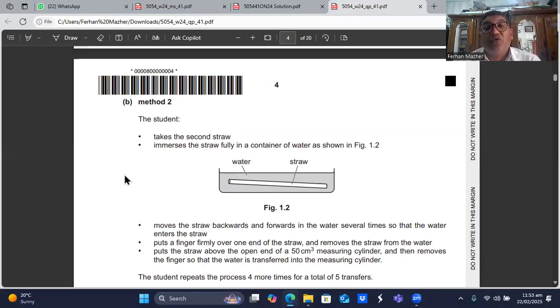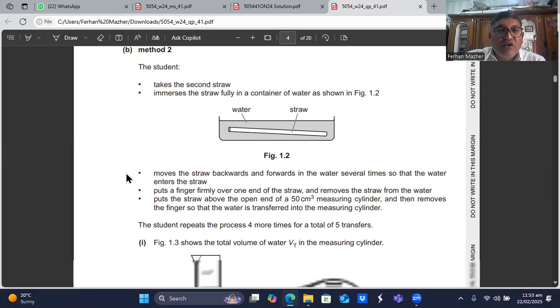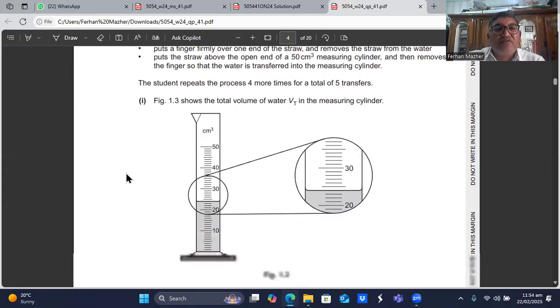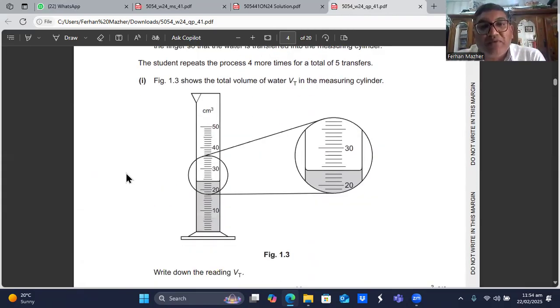Put the straw above the open end of a 50 centimeter cube measuring cylinder and then remove the finger so that the water is transferred into the measuring cylinder. The student repeats the process 4 more times for a total of 5 transfers. Figure 1.3 shows the total volume of water VT in the measuring cylinder. So what they have done is fill the straw with water and pour that water into a measuring cylinder. They did this 5 times, and then they measure the water collected in that measuring cylinder.